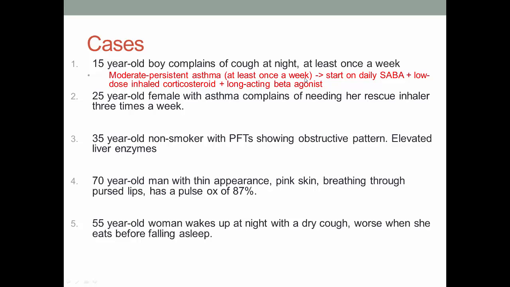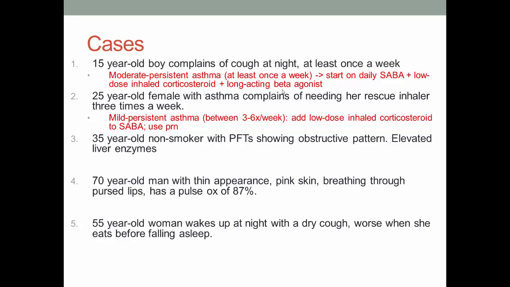If it was once a week during the day, then that would be mild intermittent. But you can see how much it changes based on the time of day. When it's at night, now he has moderate persistent. So now you're going to use a short-acting beta agonist, a low-dose steroid, and you can use a long-acting beta agonist.